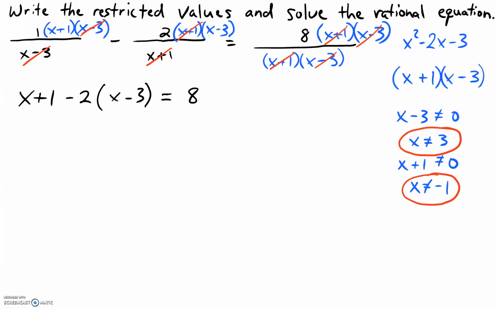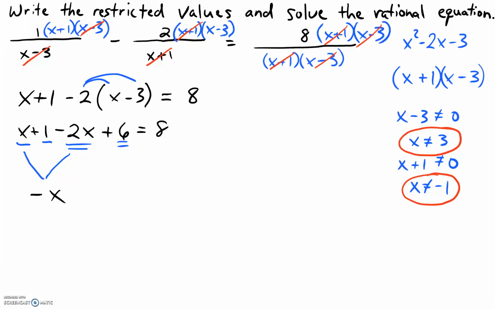So the first step in solving this is we want to distribute the negative 2. So bring down our x plus 1. Negative 2 multiplied by x is going to be negative 2x. Negative 2 multiplied by negative 3 is going to give us positive 6. And that's going to equal 8. So now let's combine our like terms. On the left hand side we have an x and negative 2x. We have a 1 and we have a 6. And so let's go ahead and combine those like terms. The x and the negative 2x will give us negative x, and the 1 and the 6, 1 plus 6 gives us 7. And then the 8 comes right on down.